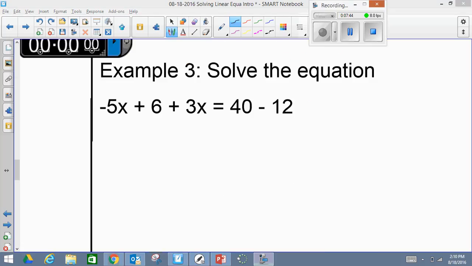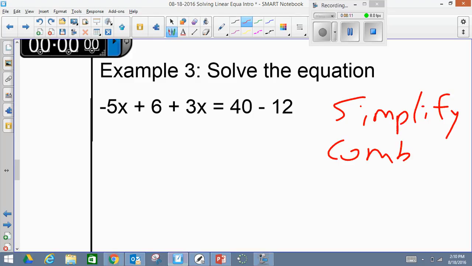Our last example. Some classes I get to this, some others I don't, but I will. Now, we have example number 3. I have negative 5x plus 6 plus 3x equals 40 minus 12. A bunch of stuff. So when this happens, I need to simplify on each side. That's what you have to do first. Simplify means combine like terms. Combine like terms. Okay? Only like terms.